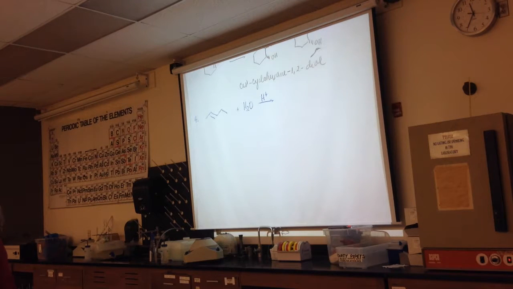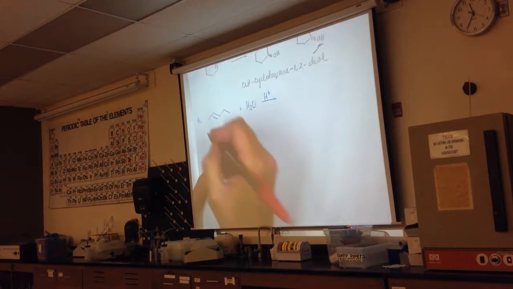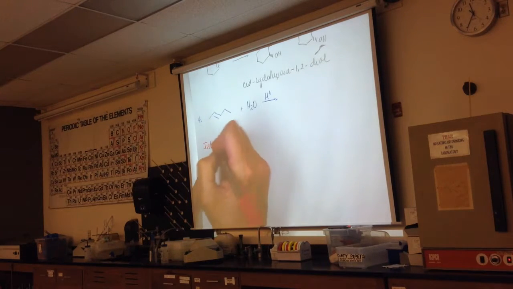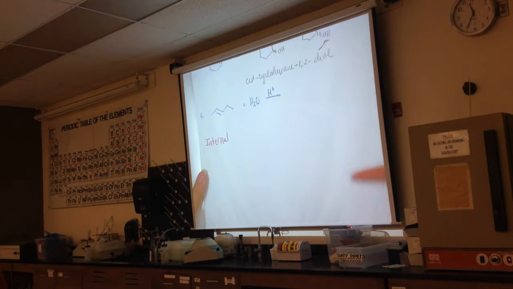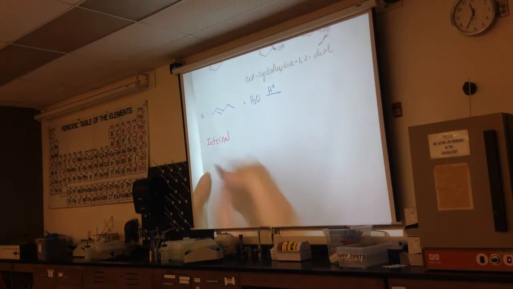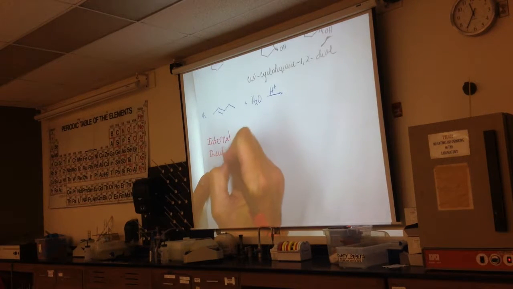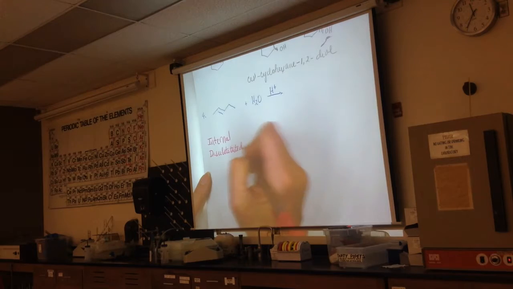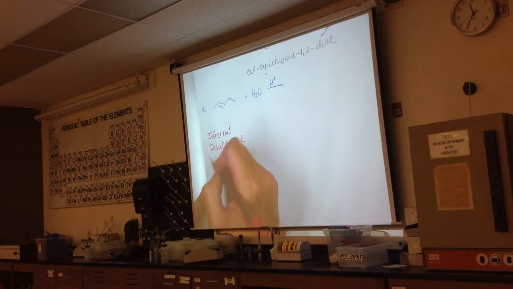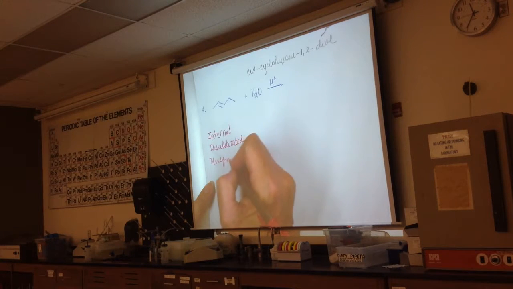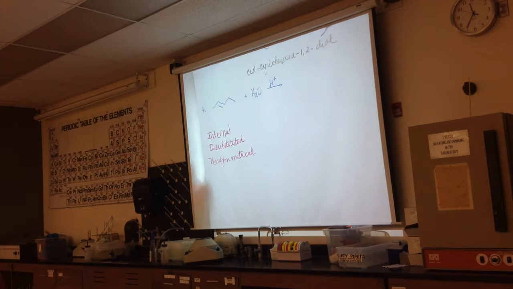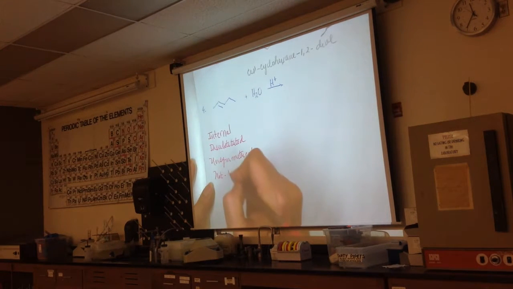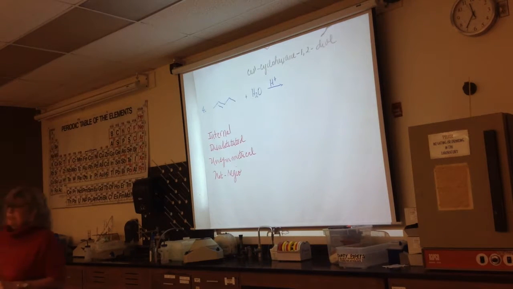So look at all the many terms that we used in Chem 3, all right? First of all, we called it internal. We called it disubstituted. We called it unsymmetrical. Was it regioselective? It had no regioselectivity. Okay, so it had no regioselectivity.